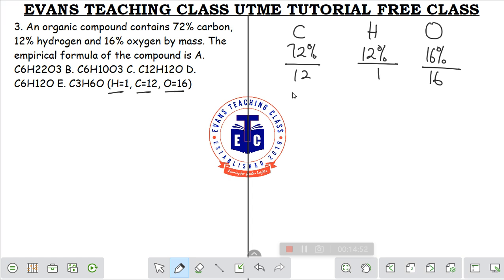So 72 divided by 12, so that is 6, so 12 1. So this one is very simple. So at the end of the day, what are we going to have? You don't need to divide by the smallest. So you can see that it's not every time you follow a particular singular template to do everything. So you can see now.